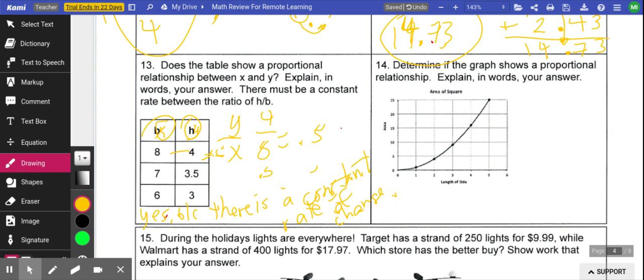So 14. Determine if the graph shows a proportional relationship. Explain in words your answer. Okay. So go ahead and pause, try. All right, guys, remember we need two things for this to be proportional. It needs to start at the origin, 0, 0. So that is a check.